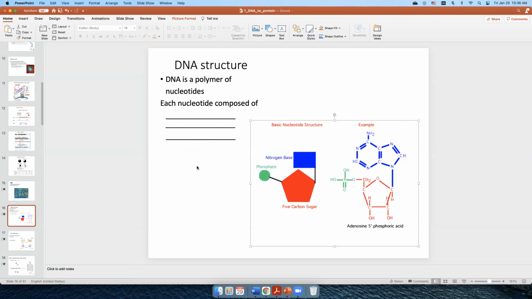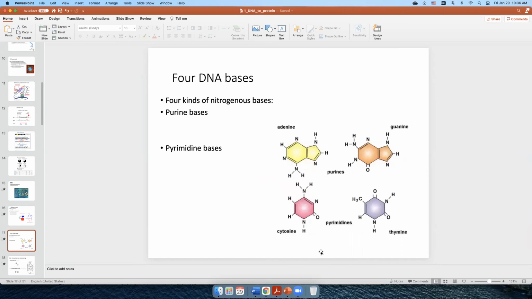So the basic structure of DNA and RNA is just one oxygen missing in RNA. The other structures are identical. For example, this phosphate, they're identical in DNA or RNA, and this nitrogen base, they're almost identical, but in DNA and RNA, there's a replacement by one nitrogen base. We'll discuss it later.